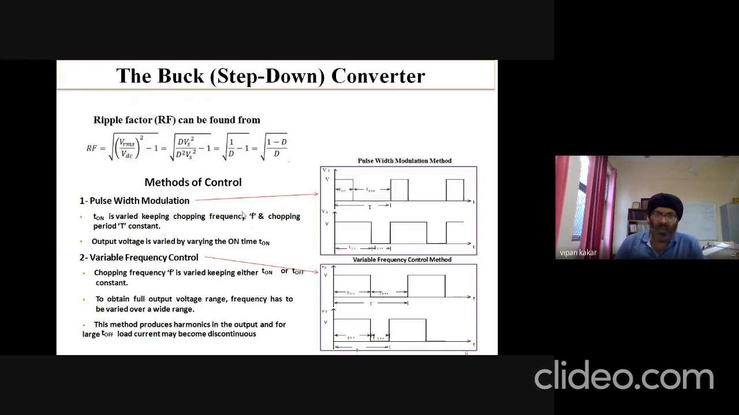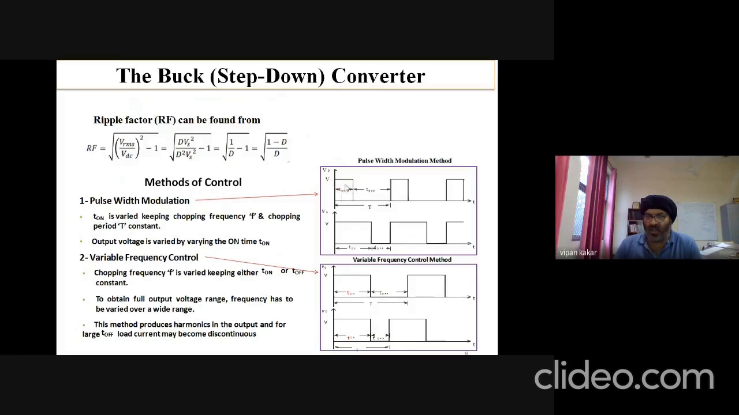Okay, as I said earlier, for continuous current conduction mode and the discontinuous current conduction mode, we have two methods of control: pulse width modulation and pulse frequency modulation, which is variable frequency control. In pulse width modulation, T on, which is the turn on time, is varied, keeping the chopping frequency or chopping time period constant. Means that this time period over here remains fixed. Only this pulse width turn on time keeps on changing.